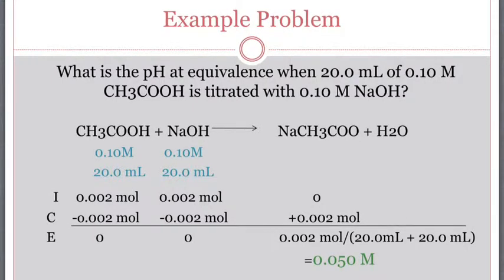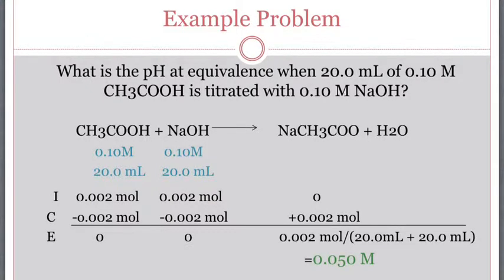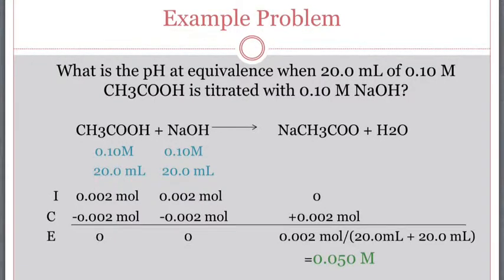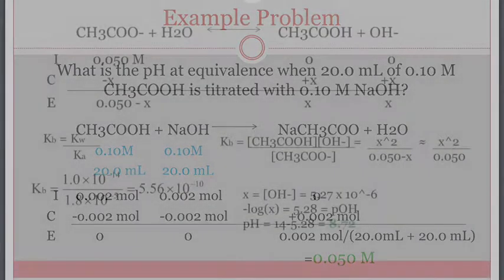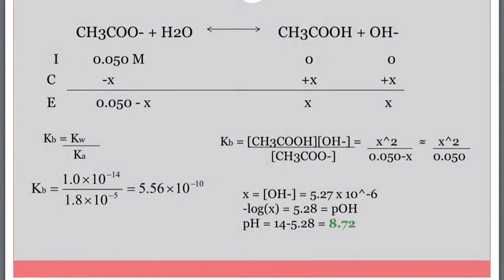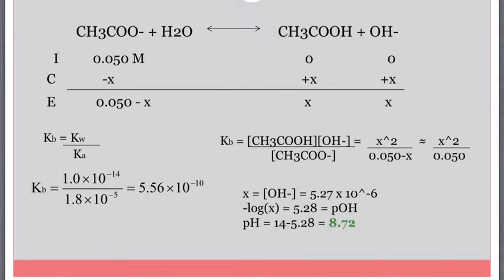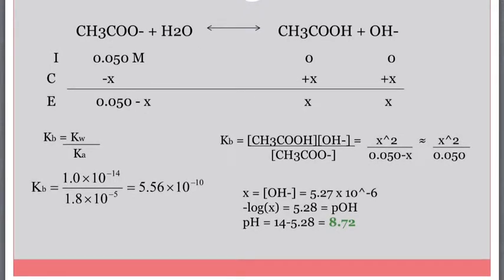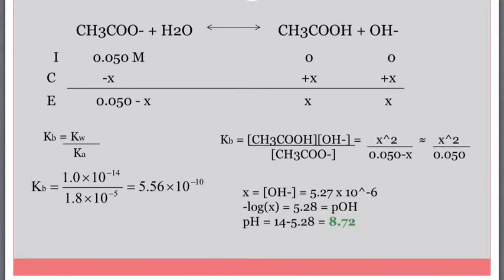So all the CH3COOH and the NaOH are used up, and 0.002 moles of the acetate ion are created. If we divide that by the 20 milliliters plus 20 milliliters, we get 0.050 molar. We now create our equilibrium equation using the acetate ion plus water yields acetic acid and OH minus. We know that 0.050 molar acetate ion is there to start, and X amount of it goes through the reaction, creating X amount of acetic acid and X amount of OH minus.